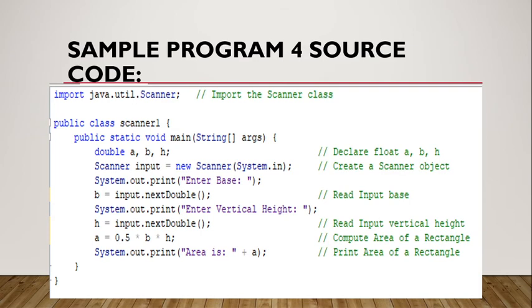System.out.print, "Enter base". b equals input.nextInt, this will read input base. System.out.print, "Enter vertical height". h equals input.nextInt, this will read input height. a equals b asterisk h, this will compute the area. System.out.print, "Area is" plus a, this will print the area.